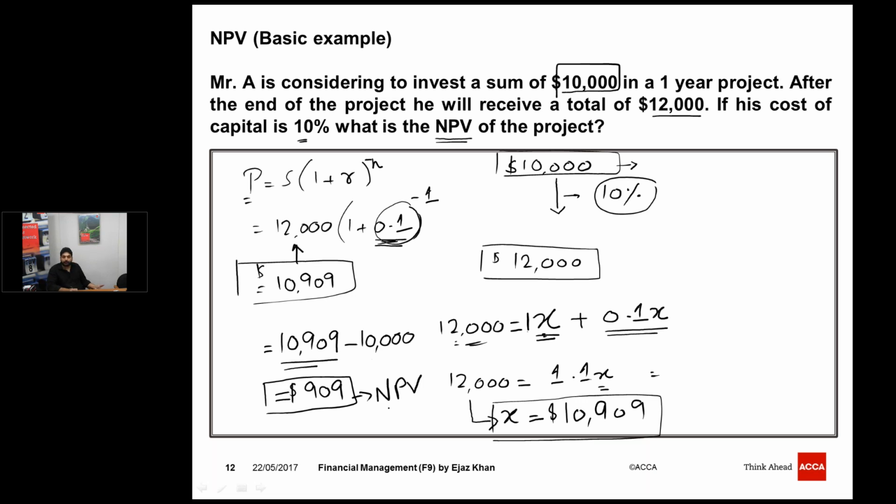Why do we call it a net present value? You remember, this is the present value of $12,000. We've calculated the present value of $12,000. And $12,000 is the amount that Mr. A is expected to receive, that is the cash inflow. So after 1 year, Mr. A is going to receive $12,000 cash. The present value of that cash inflow is actually 10909. So it is actually the present value of cash inflow.